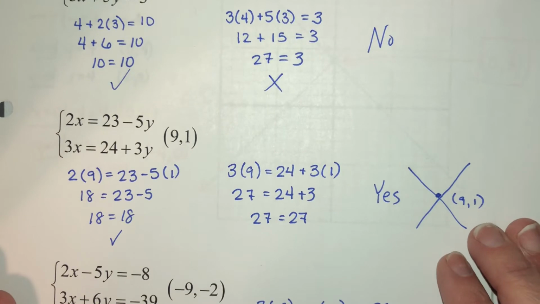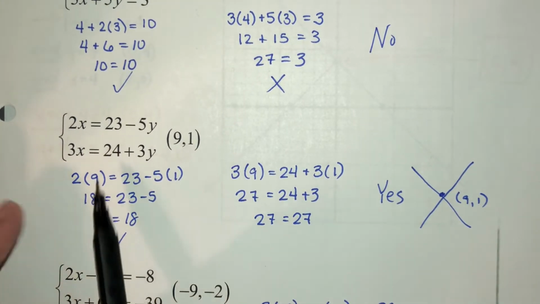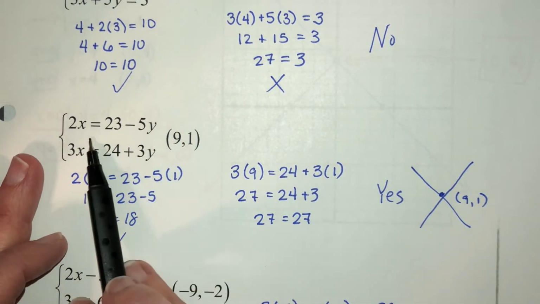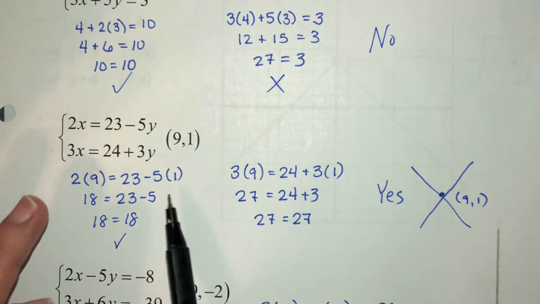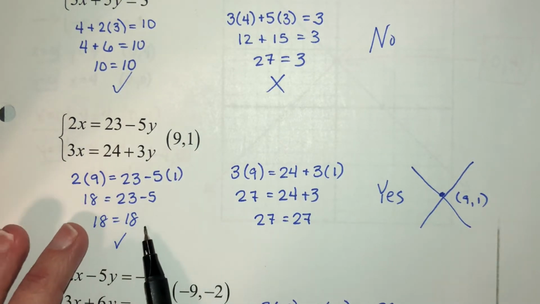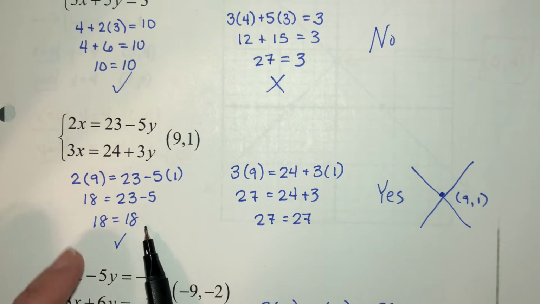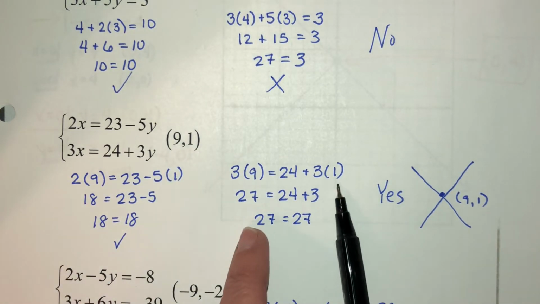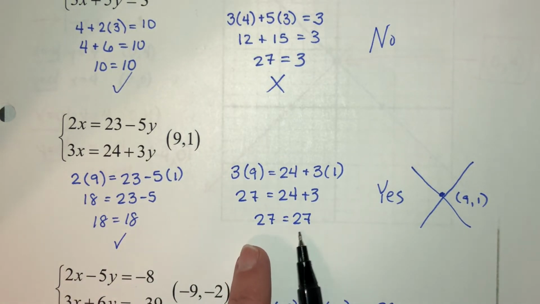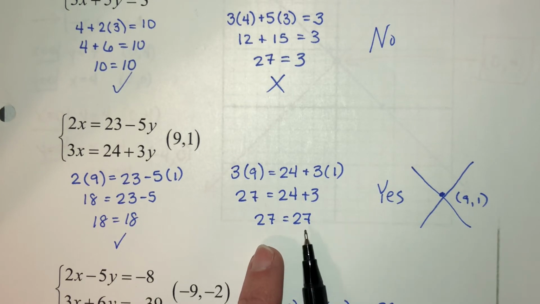Here we did it again. And we plugged in 9 for x, 1 for y. This is our first equation. When we plugged it in, we got 18 equals 18, so that's true. For our second one, we did our arithmetic and we got 27 equals 27, which is also true.